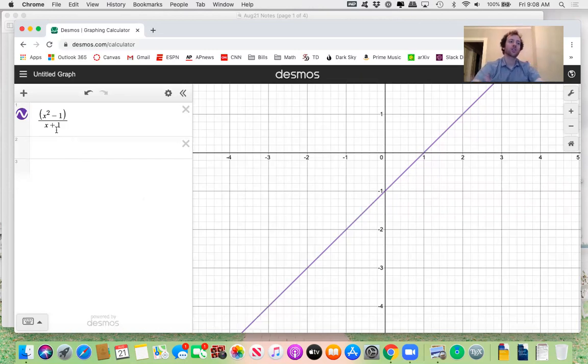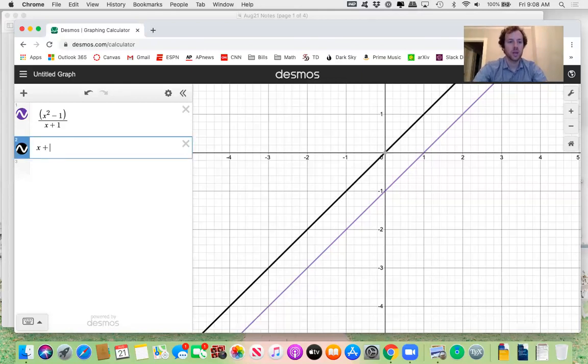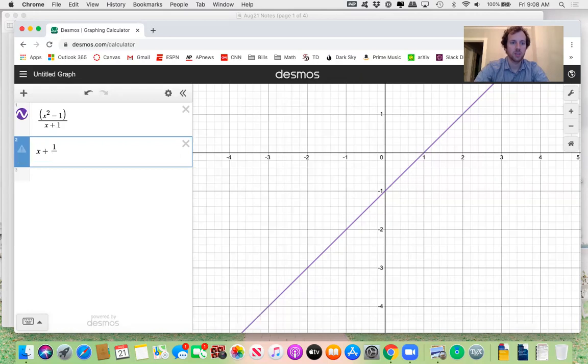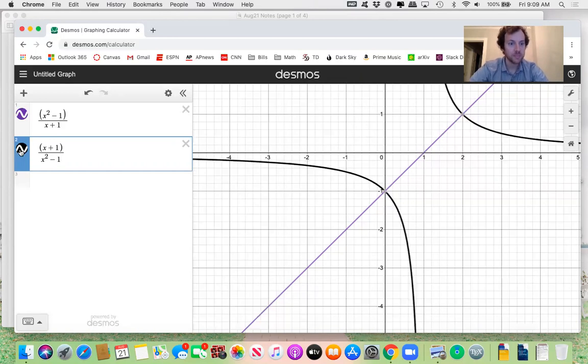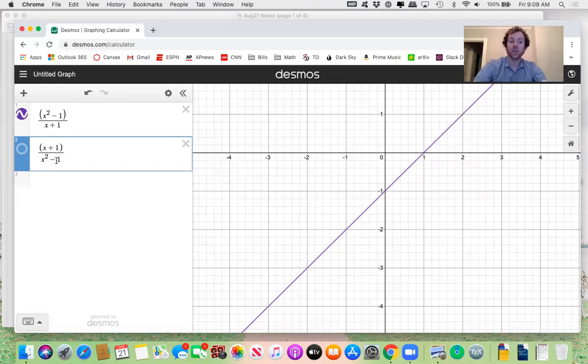So if I take this function and I flip it upside down, so x plus 1 divided by x squared minus 1. So this is another indeterminate form. If you take the limit of this as you go to -1, if you put -1 into the top and bottom, you get 0 for both of them. So this is an indeterminate form, but if we graph this, we get very different behavior.